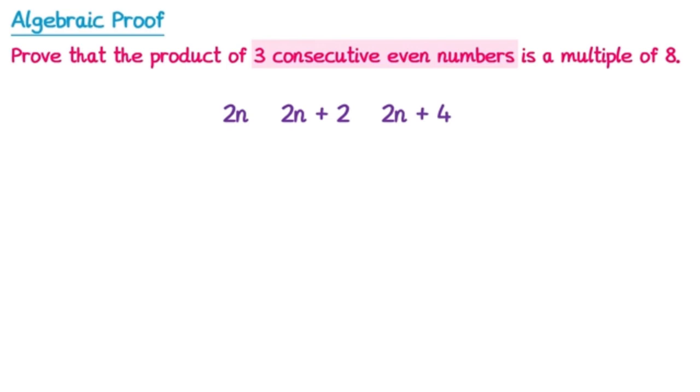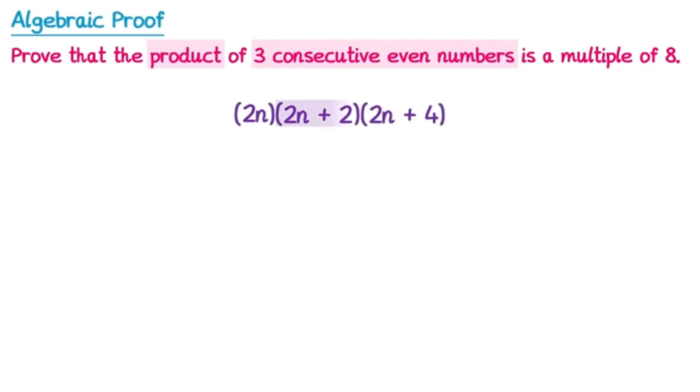Just for interest, if it was 3 consecutive odd numbers, you do 2n plus 1, since that's guaranteed to be odd since it's 1 more than an even, add 2 to this one, so 2n plus 3, and then add 2 to this one, 2n plus 5. But this question was 3 consecutive even numbers, so we'll go with those. Now this question also says the product, so it's not the sum this time. Product means multiply, so we need to multiply these numbers together. To do that, we would write them in brackets like this.